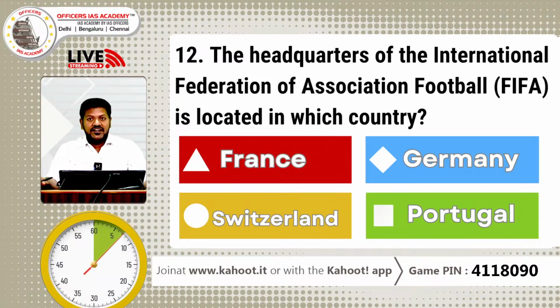Headquarters of the International Federation of Association Football, which is FIFA. So the headquarters of FIFA is located in which country? Option A, France, option B, Germany, option C, Switzerland and option D, Portugal.